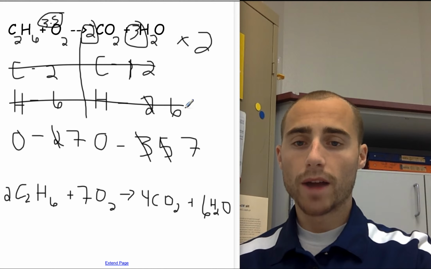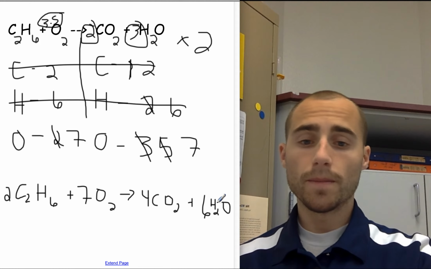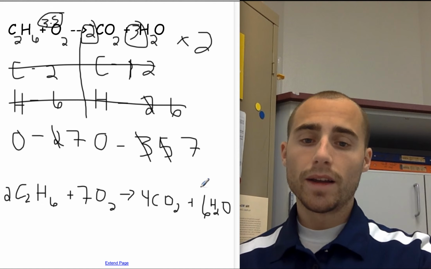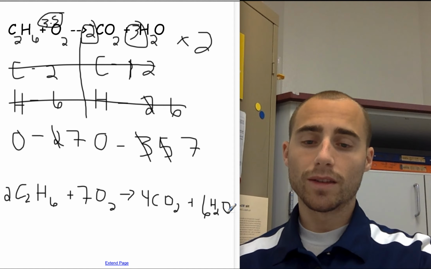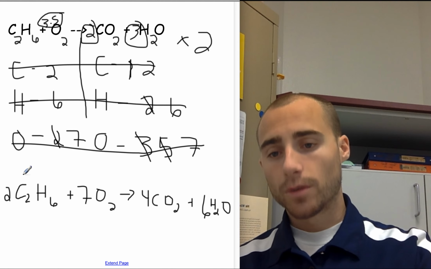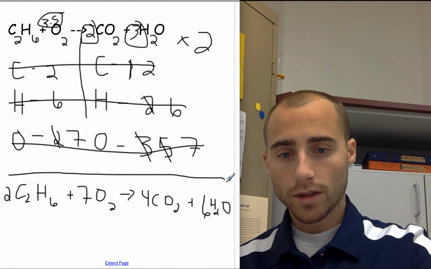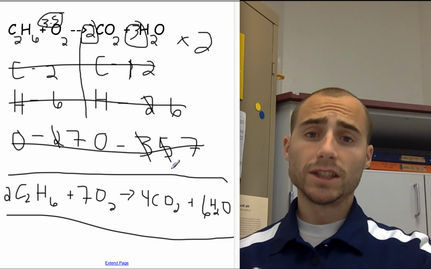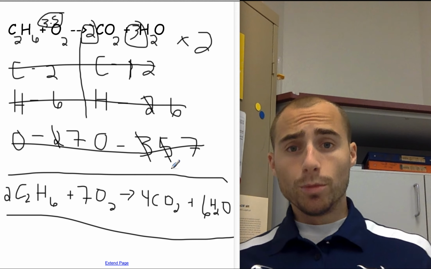Boom, hydrogens are balanced. And finally, our oxygens, we have 7 times 2, which is 14. Over here, we have 4 times 2, which is 8. And then 6 times 1, which is 6. 8 plus 6 is 14. Our oxygens are balanced as well. So for example 3, this right here should be your final answer. Check your coefficients, see what you got, and we'll move onward from here.